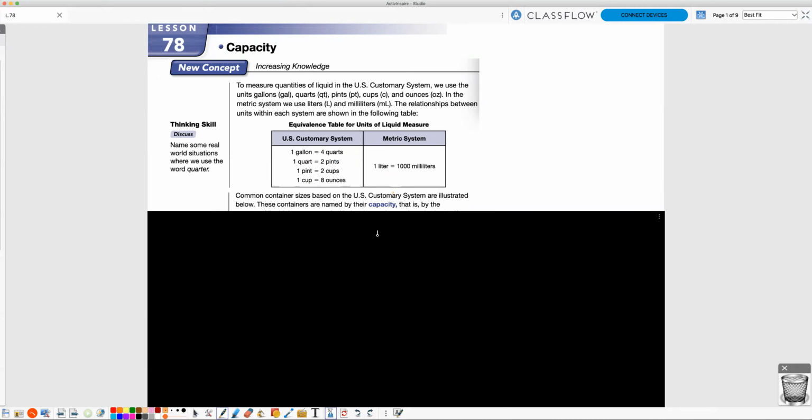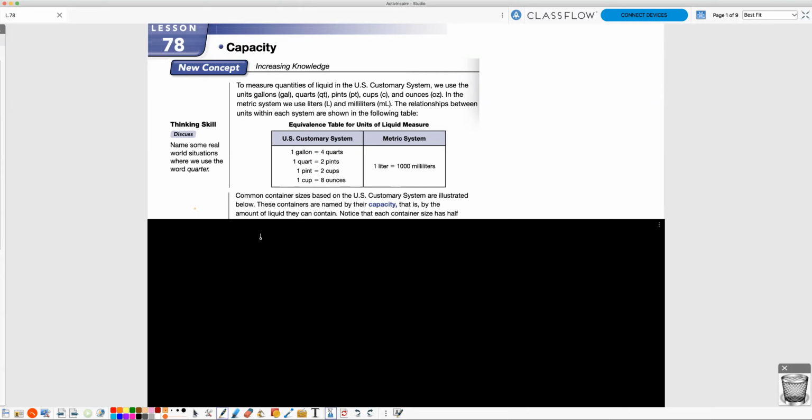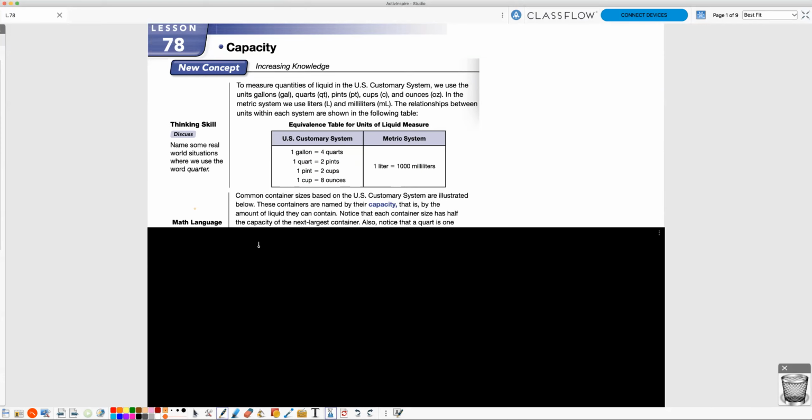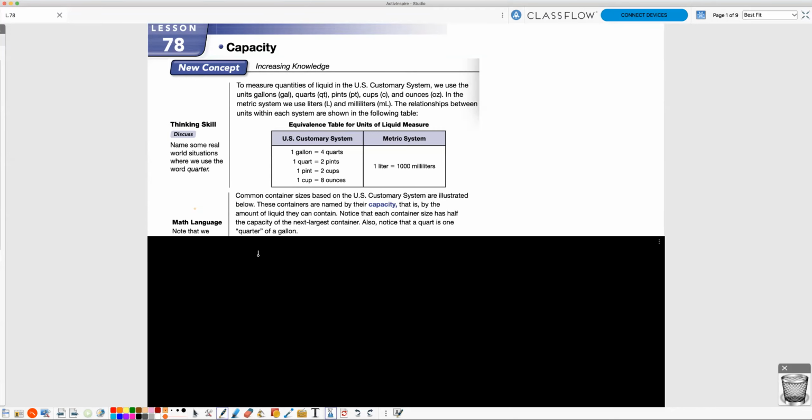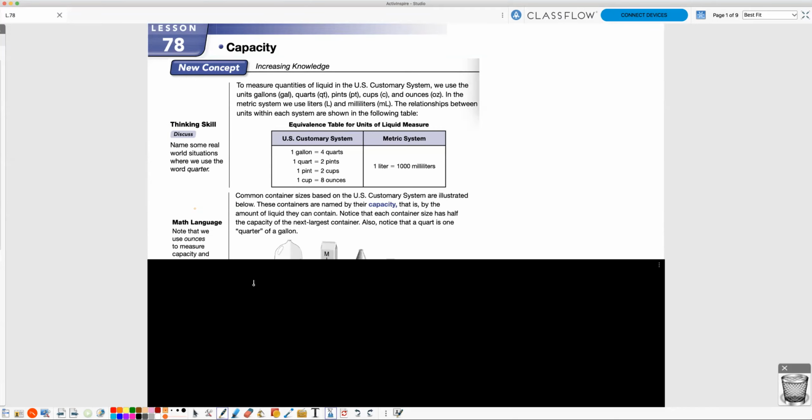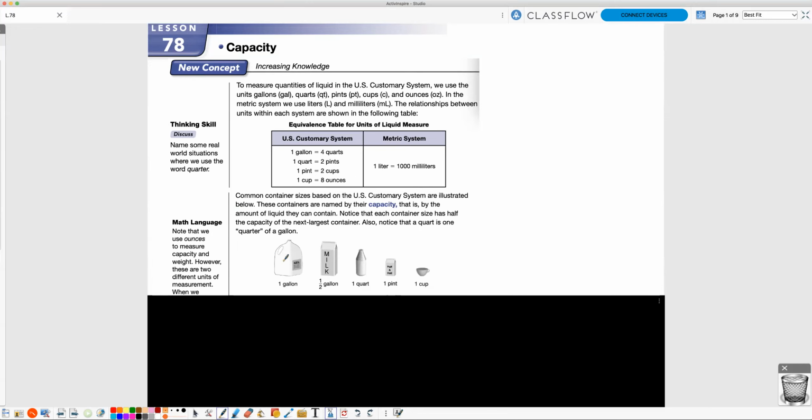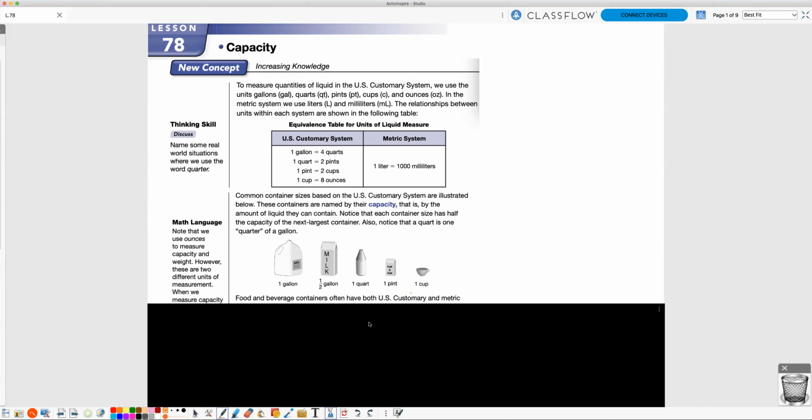Common container sizes based on the U.S. customary system are illustrated below. These containers are named by their capacity, that is, by the amount of liquid they can contain. Notice that each container size has half the capacity of the next largest container. Also notice that a quart is 1/4 of a gallon. So if you have 1 gallon, you have a half gallon, and 1 quart, 1 pint, 1 cup. Those are the U.S. customary systems.